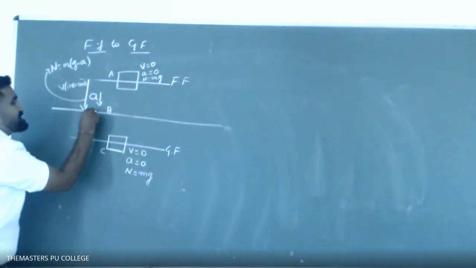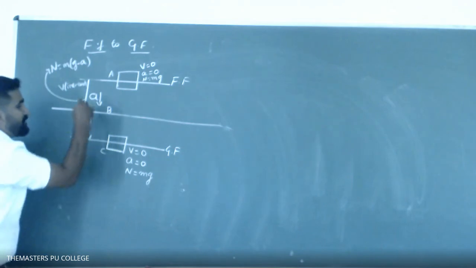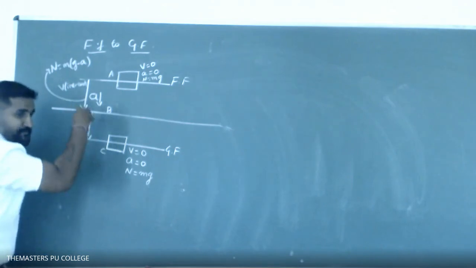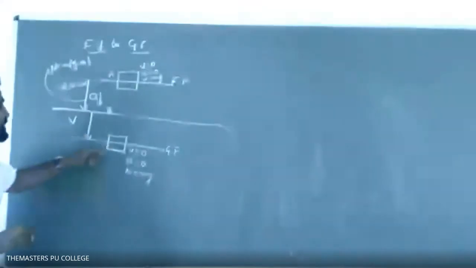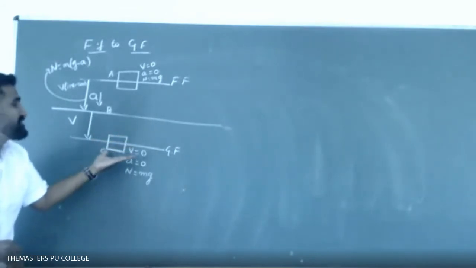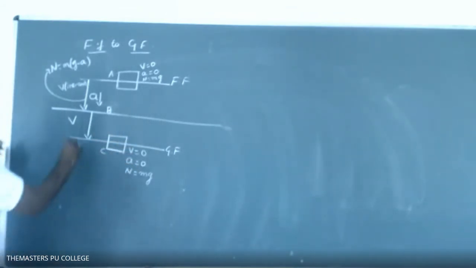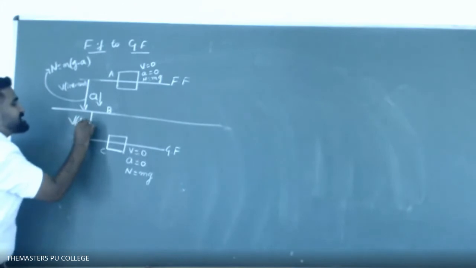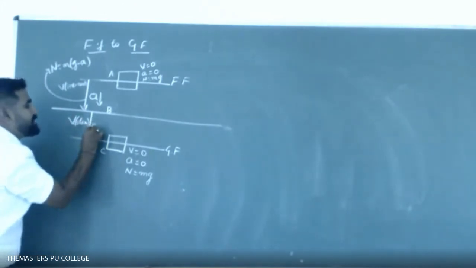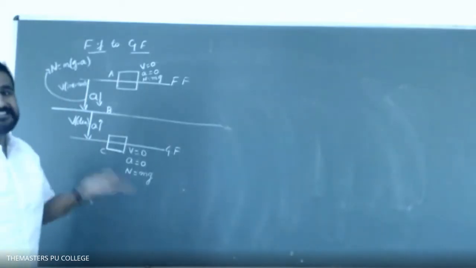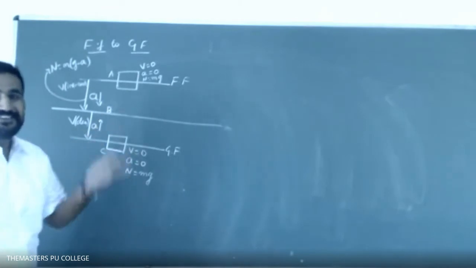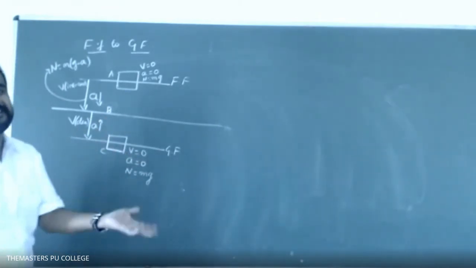Who will answer for this? B to C. Of course, it is moving down. The lift is moving down. Does velocity increase or decrease? Decrease. It should come to rest. Velocity decreases in this case. Decreasing means acceleration should be opposite to this; acceleration should oppose it. It is retardation, so acceleration is opposite to that.